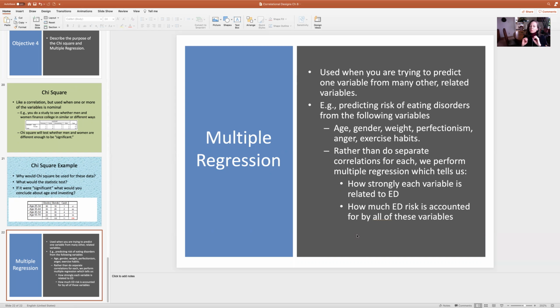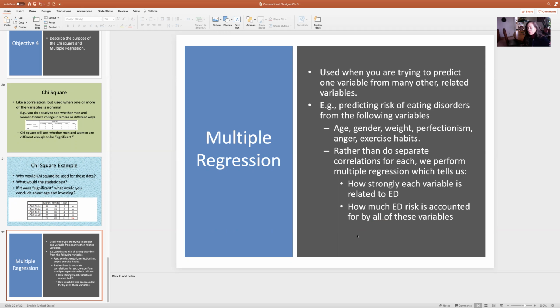Rather than run separate correlations for each, we can run a larger test called a multiple regression, where we put them all in at the same time. And that will show us how strongly each one of those variables is related to eating disorders. So maybe exercise habits are strongly, tightly related to eating disorders, but anger is not. This statistic will tell us that.